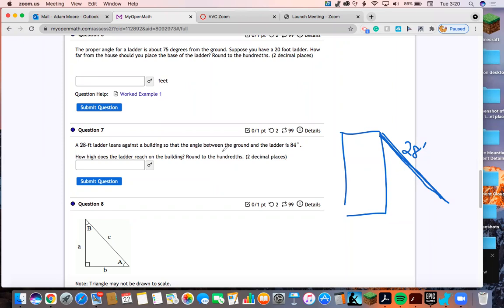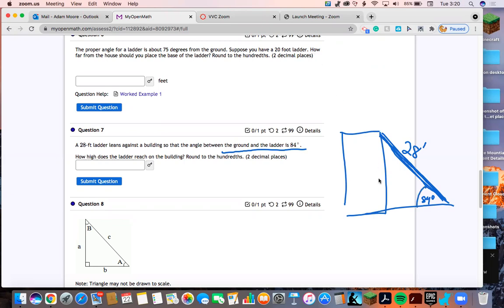So the angle between the ground and the ladder is 84 degrees. So here's the ground, here's the ladder. That means this must be 84 degrees. I didn't quite draw that right. It should be a little bit more uphill to be an 84. That's almost 90 degrees. This guy's straight up trying to stand on a ladder like this, pretty extreme uphill, almost 90 degrees.